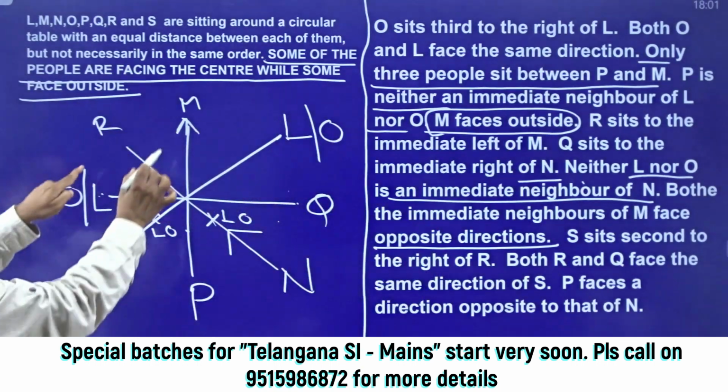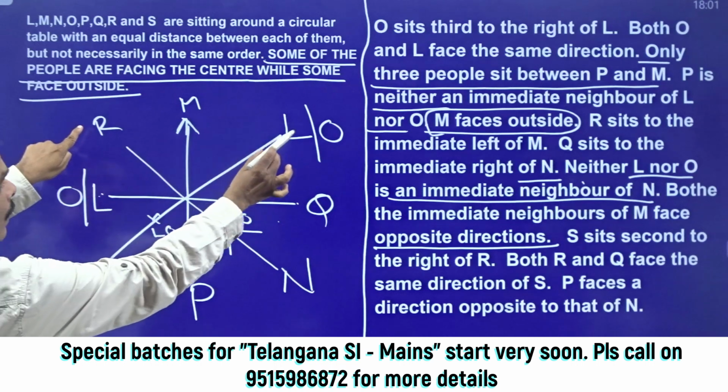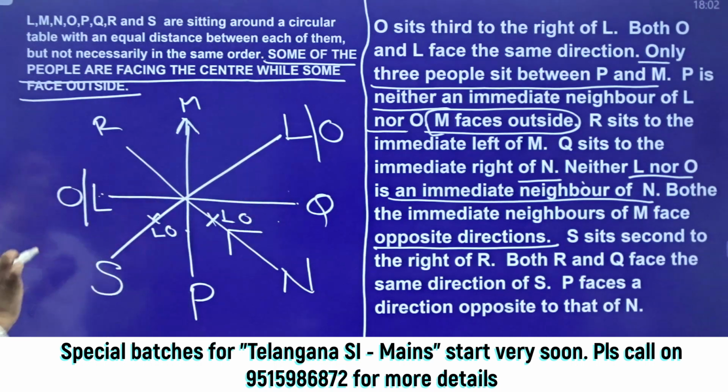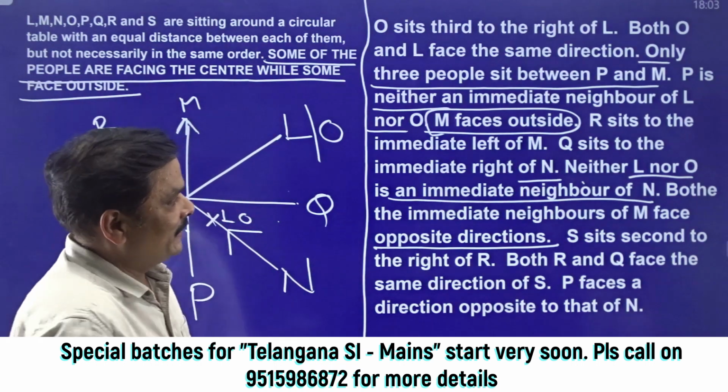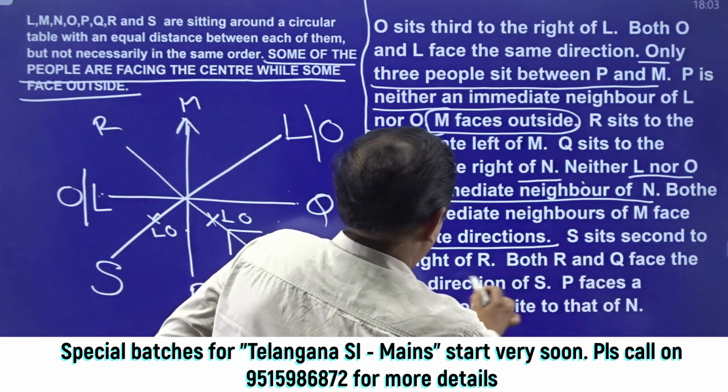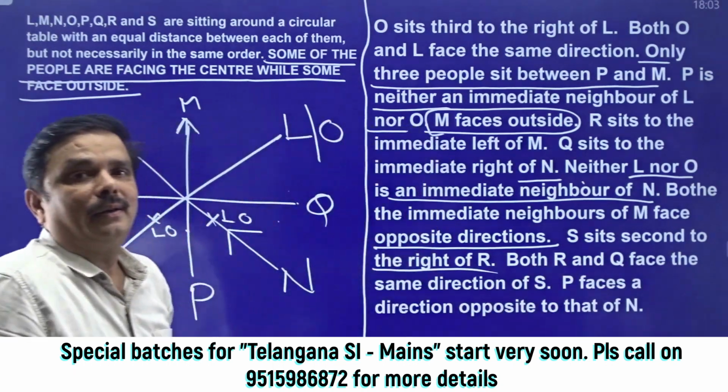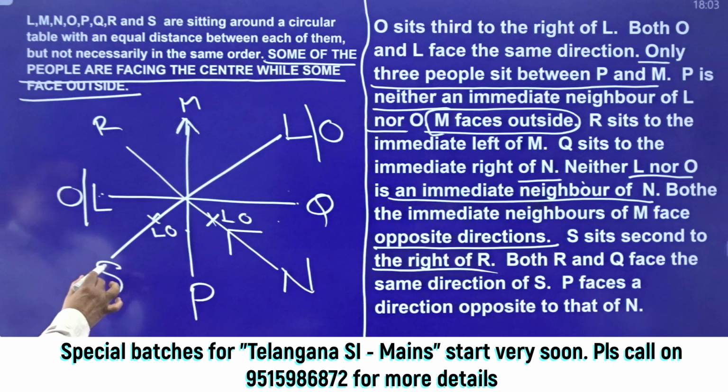Who are the neighbors of M here? R and L are O, and O are L. Got it? Now take the next information, students. S sits second to the right of R. A good information. What is that? S must be second to the right side of R.